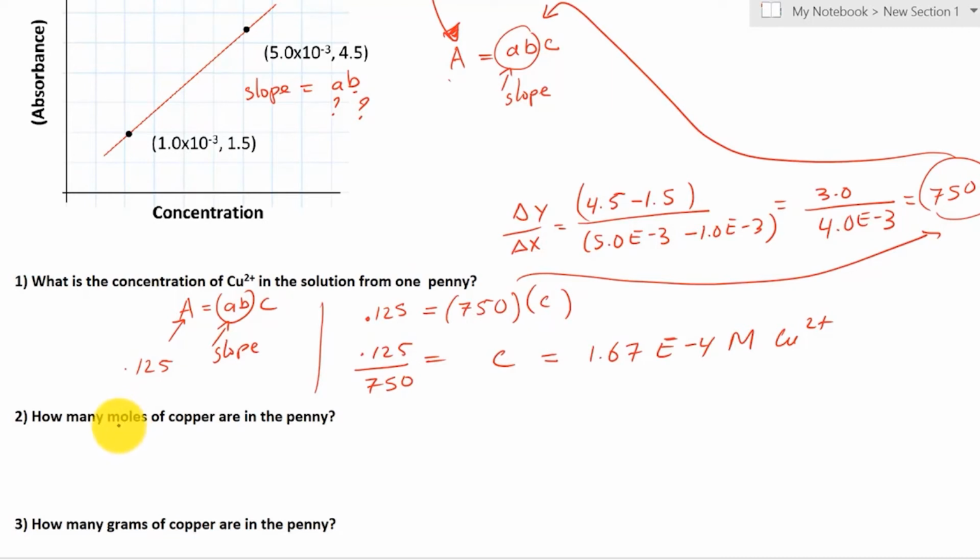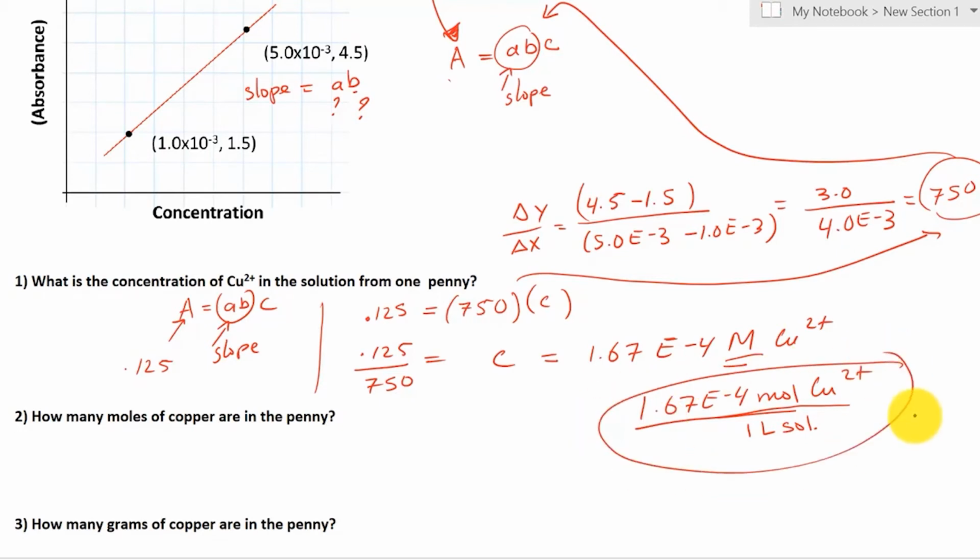Now in part 2, how many moles of copper are in the penny? Well, remember this right here? This is actually your number of moles over 1 liter of solution. If we rewrite this, it is equal to 1.67 e to the negative 4 mole of Cu2+ over 1 liter of solution. Do we know how much of the solution we use? Let's use this as a conversion factor.